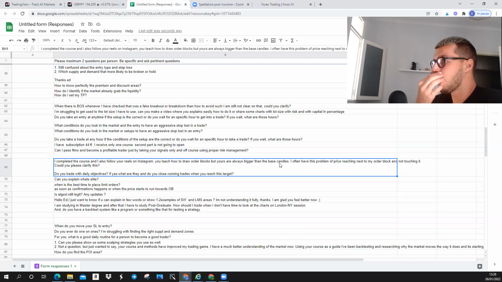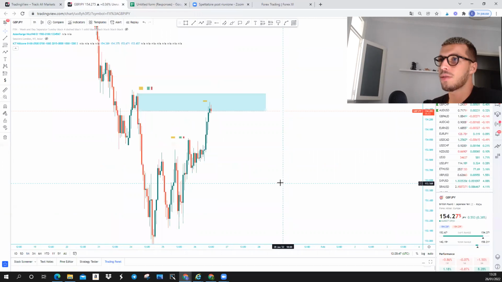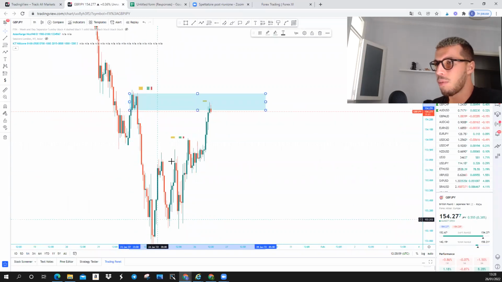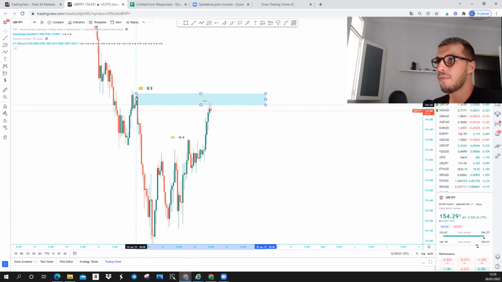You teach how to draw the order blocks, but yours are always bigger than the base candle. What people don't understand is that supply and demand levels, order blocks, whatever you want to call it, is the last up move before a down move or the last down move before an up move. And this is the order block refined, but the whole order block is this: the last up move before the down move that is breaking structure right here. And the up move starts from here. We start having an up move before the down move.